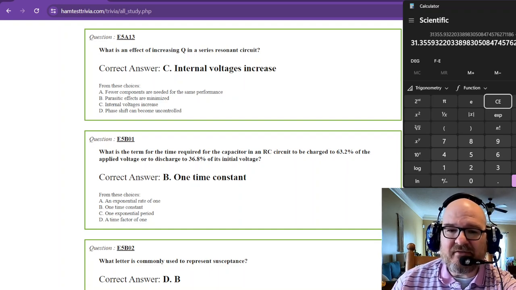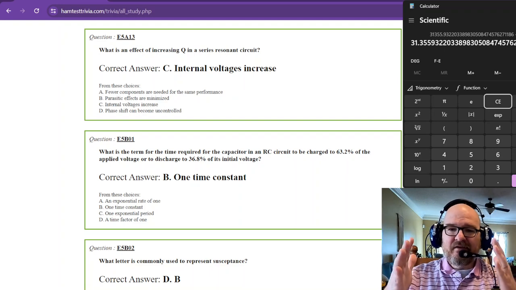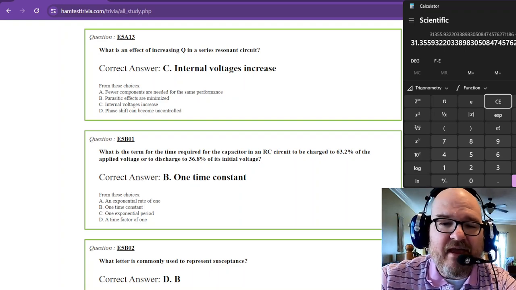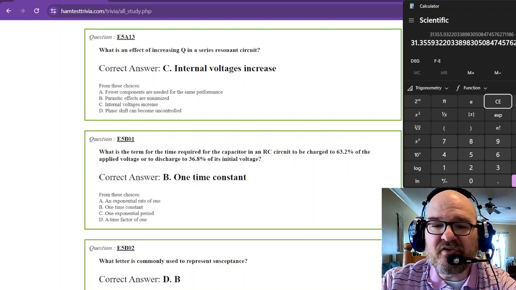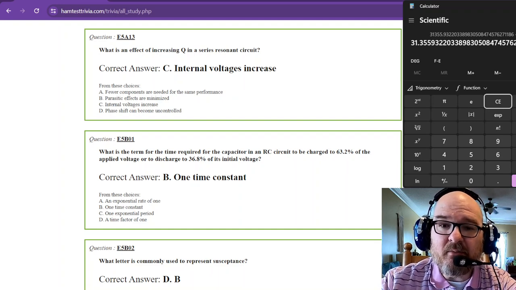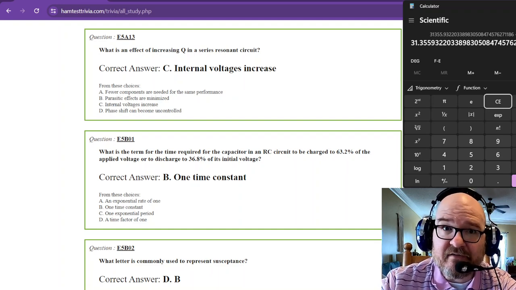What is the effect of an increasing Q in a series resonant circuit? So as the Q rises, so do those internal voltages. So that is the answer. What is an effect of increasing Q in a series resonant circuit? Internal voltages increase. It becomes more efficient, I suppose.